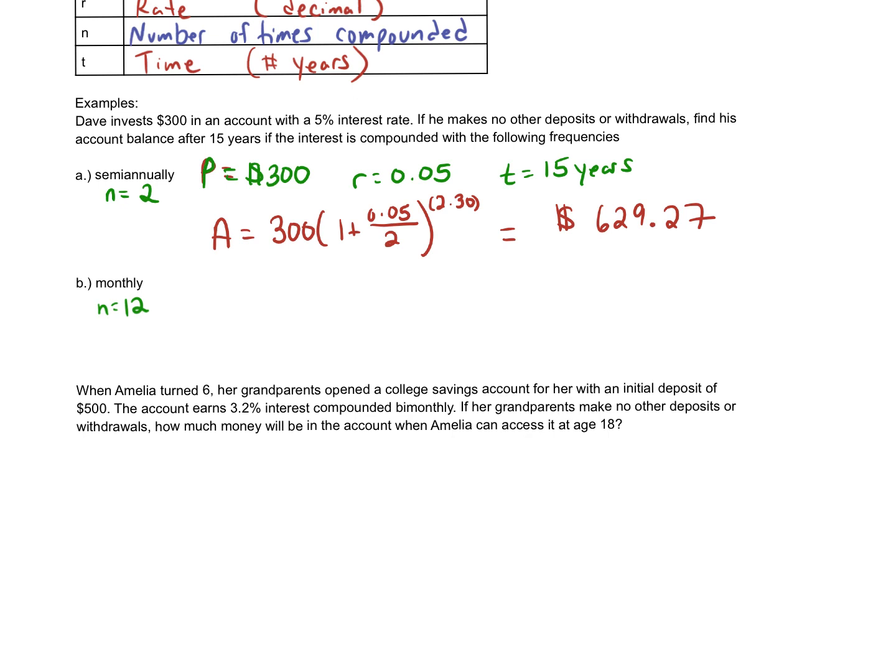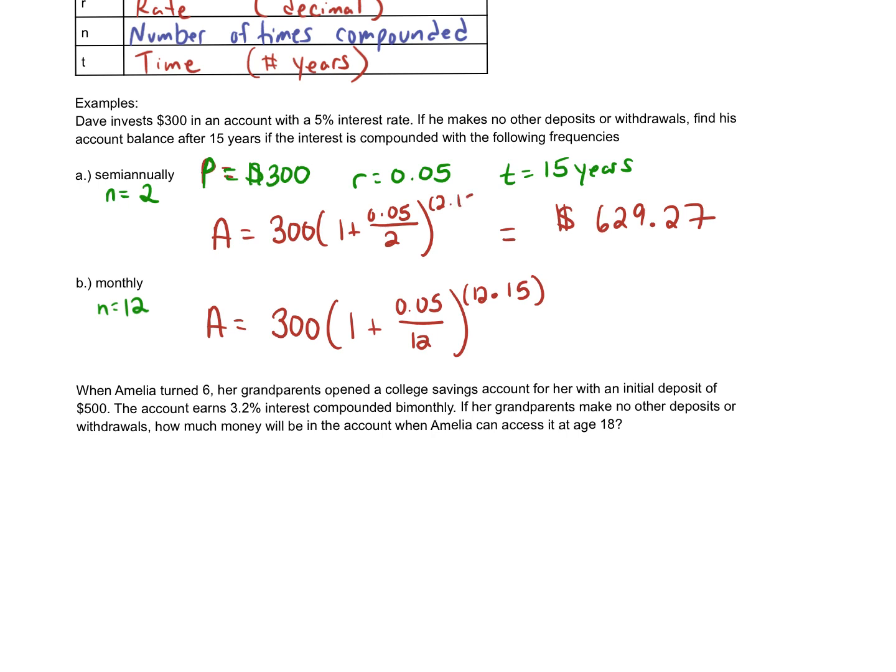Now monthly, the only thing that would change is it would be 300 times 1 plus 0.05. Now instead of 2, it would be 12. And it would also be 12 up here because it's NT up there. Sorry, that is not 30, that is 15. I was multiplying those together. Same thing up above. I think I typed in the calculator right.